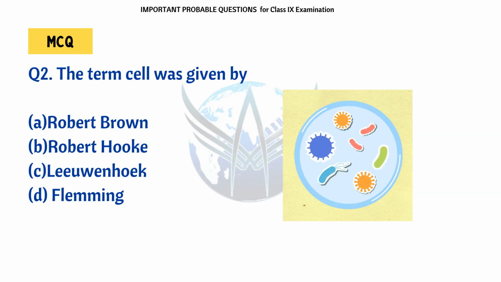Next we see question number 2. Question number 2: the term cell was given by. Cell is a biology question. Who gave the term? In the options we have the names of four scientists. So the correct option is Robert Hooke. Robert Brown and Robert Hooke are both given as options, so pay attention to the last name. The correct answer is Robert Hooke.